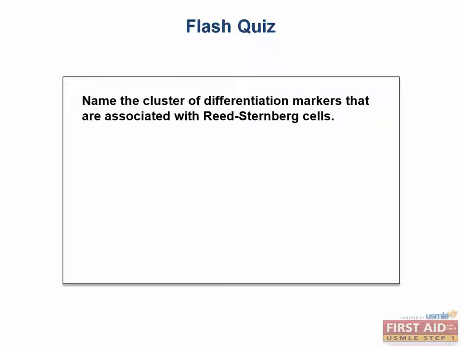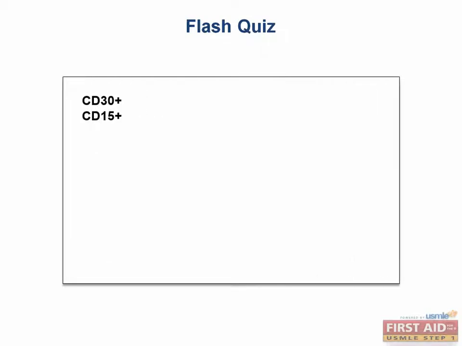As a review, name the cluster of differentiation markers that are associated with the Reed-Sternberg cells. That would be CD30 and CD15. So on your exam, if the stem says that flow cytometry has examined CD30 and CD15 B cells, this is a clear giveaway for the Reed-Sternberg cells in Hodgkin's lymphoma. Be sure to know this association as it is likely to be tested.